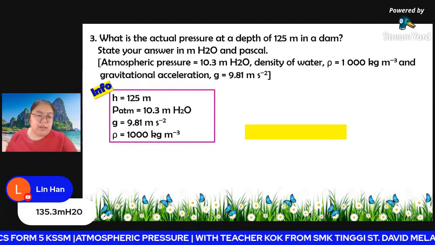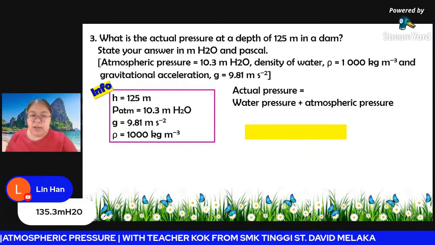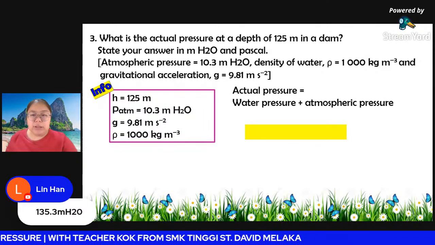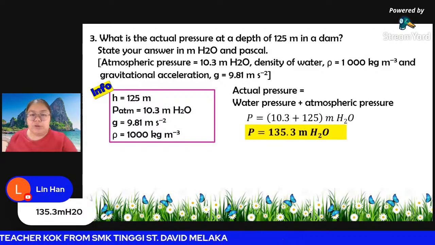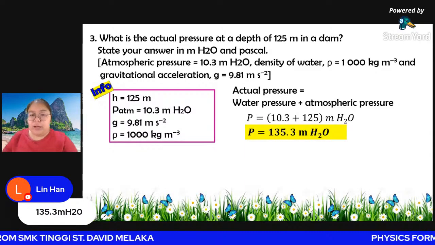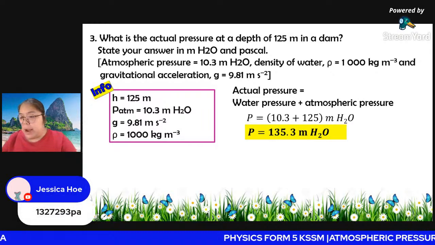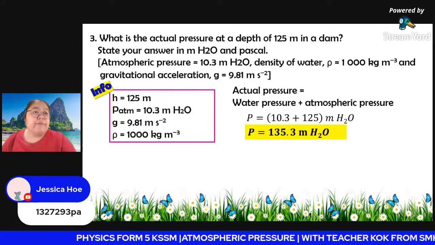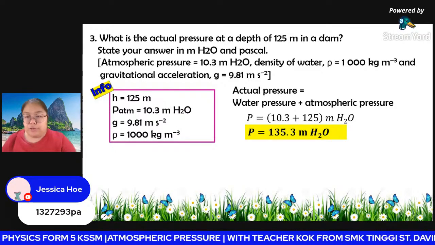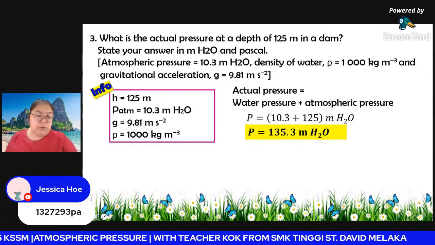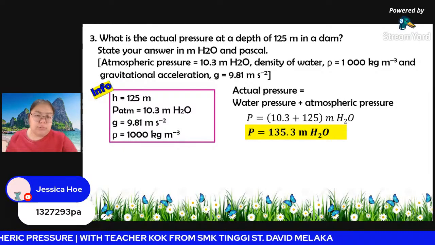Okay, we check the H2O first. So actual pressure equals water plus atmospheric, so that should be 135.3 meter H2O. Jessica, give me the answer for the Pascal. That's 132, then 7293 Pascal. So we go to check, is it correct or not?